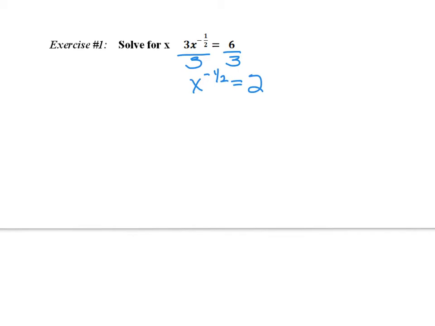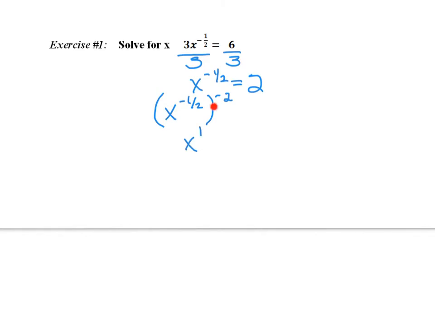For the next step, because I want to get my variable to the first power, I need to raise this side of the equation to the reciprocal exponent. The reciprocal of negative 1/2 is negative 2. This goes right along with our rules of exponents. I'm starting with x to the negative 1/2, and I want to raise this exponential to a power so that my result will be x to the first power. When raising a power to a power, I multiply the exponents. So x to the negative 1/2 raised to the negative 2, I'll multiply those exponents together, and that's going to give me x to the first power.